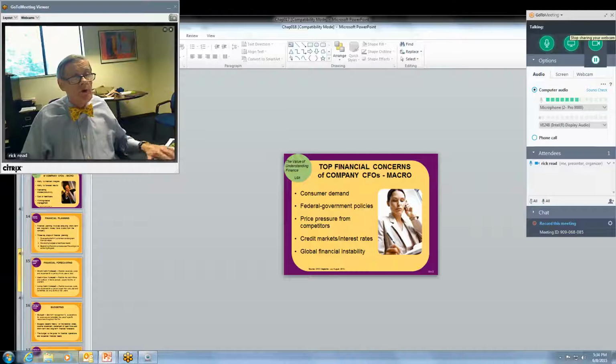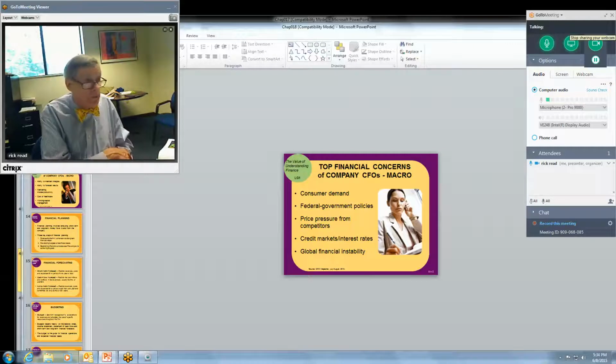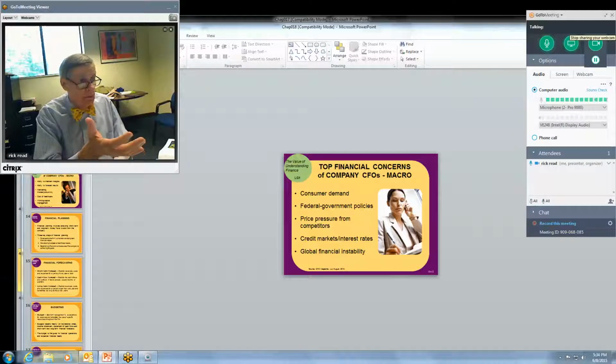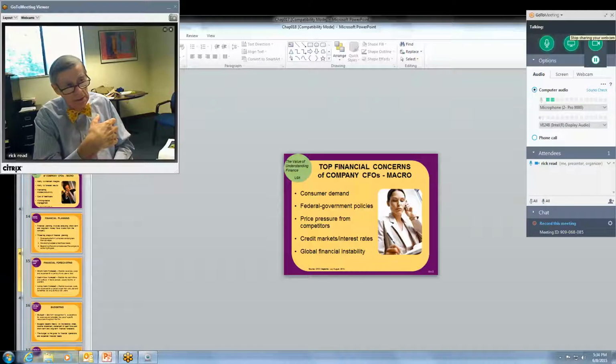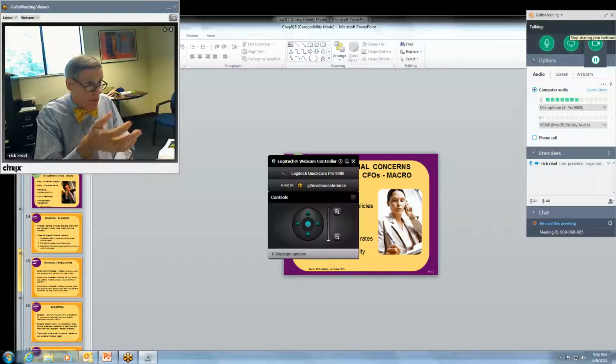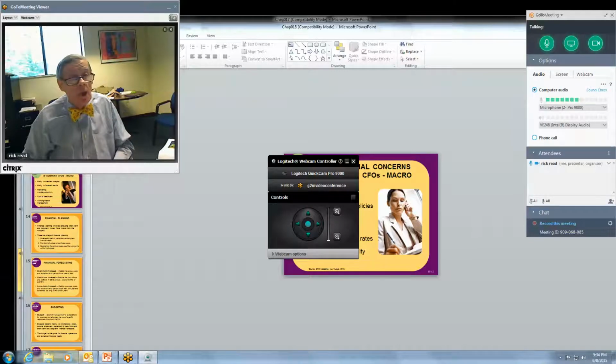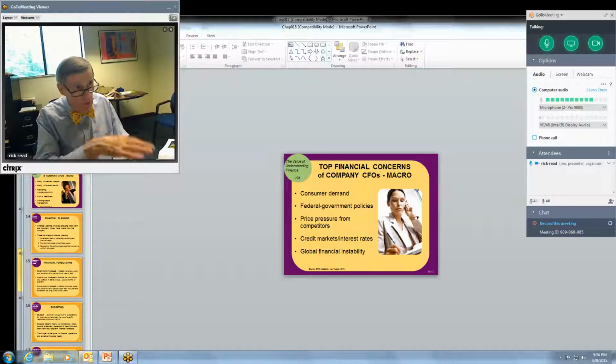These are top financial concerns for CFOs on a macro level, big picture level. Consumer demand may change. Consumers are fickle. And I'm talking about us. We may decide to stop buying something. There's a lot of fads around, and fads seldom repeat themselves. There have been a couple, but seldom. And so you just have to figure out, well, I've got to ride this wave while I can and be prepared to get off the wave when it stops rolling.